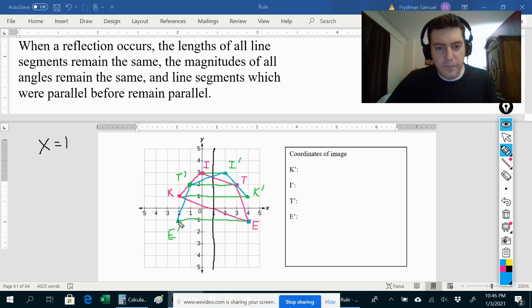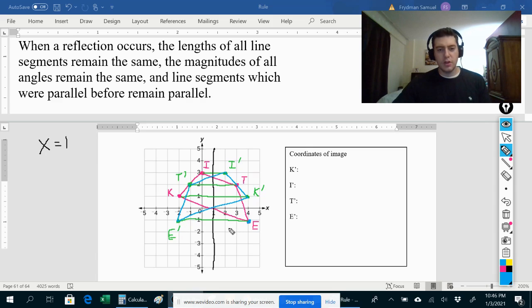Did I do that right? Yeah. Okay, you know what? I'm just going to erase all these green lines that I have here just to make this easier to see. After I draw the reflection, I don't really need those lines anymore.